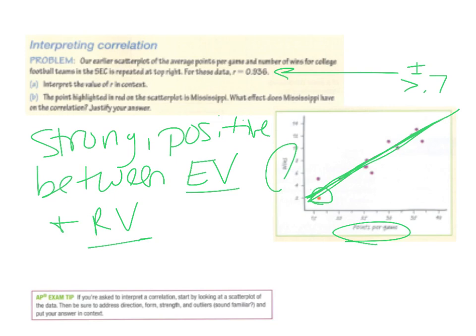If Mississippi was not there, then we'd have one less point that's really close to the line. So these points that are out here would lower the correlation. Mississippi actually strengthens the correlation because it is so tightly clustered to the line.